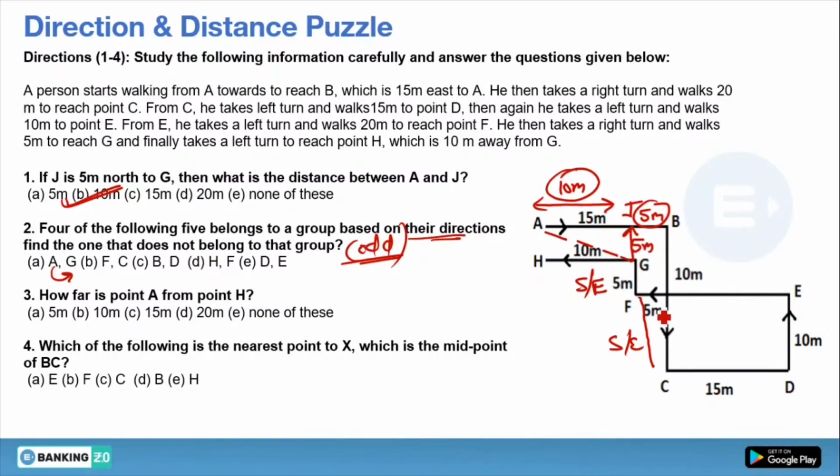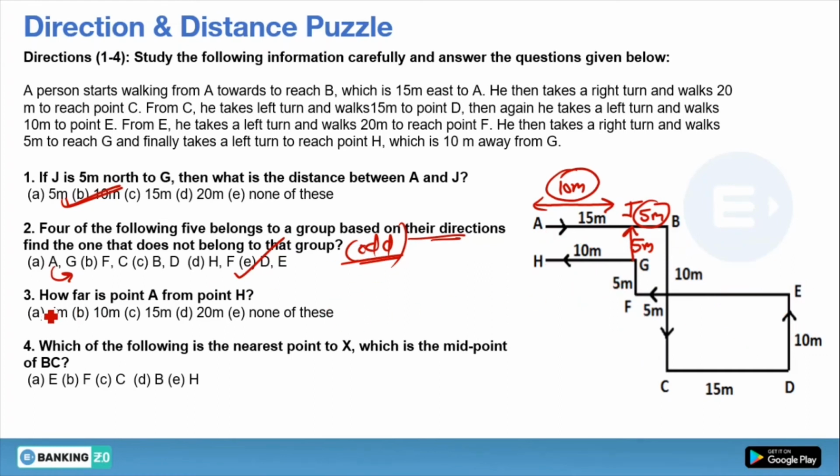B and D: from B to D the direction is again southeast. H and F: H is over here and F is over here, again the direction is southeast. So all 4 options have southeast, so the remaining option will be the odd one out. Now let's check D and E. From D to E the direction is north. So this is the odd one out.